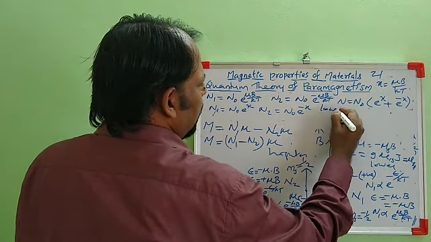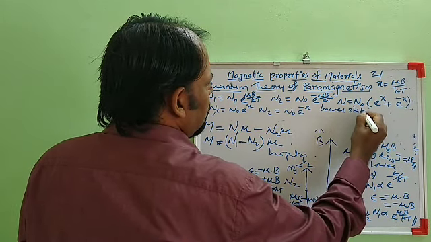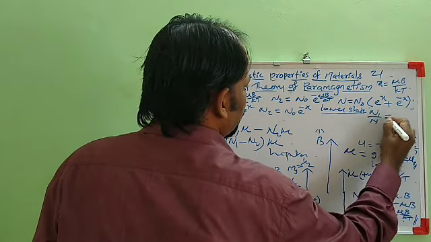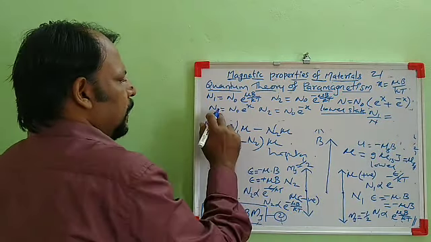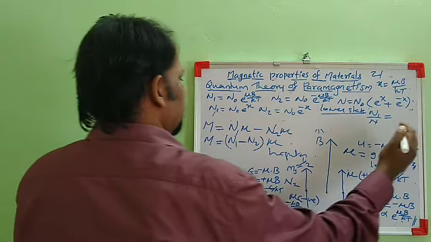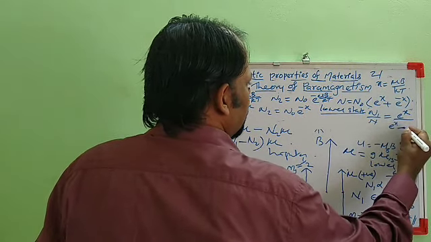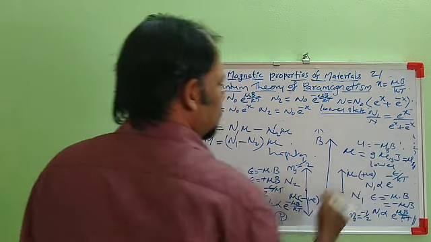In the lower state, the fractional population can be written as N1 by N. What is N1 by N? N0 will get cancelled. Then it will be e raised to X by e raised to X plus e raised to minus X.